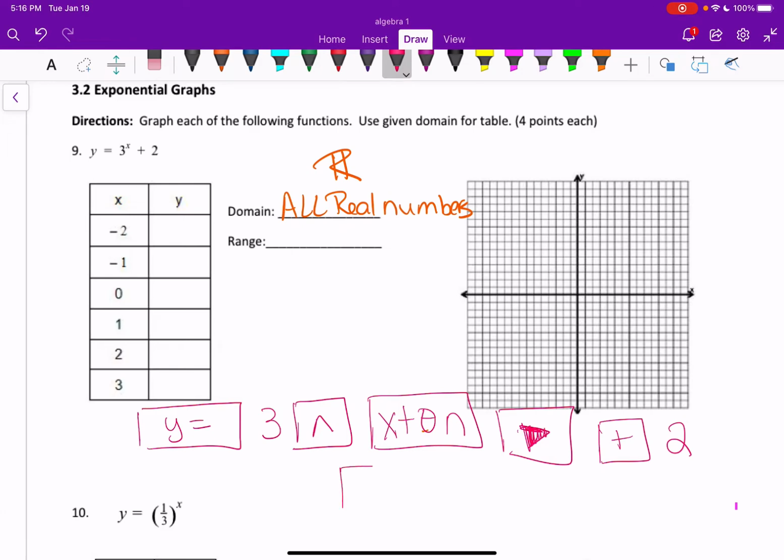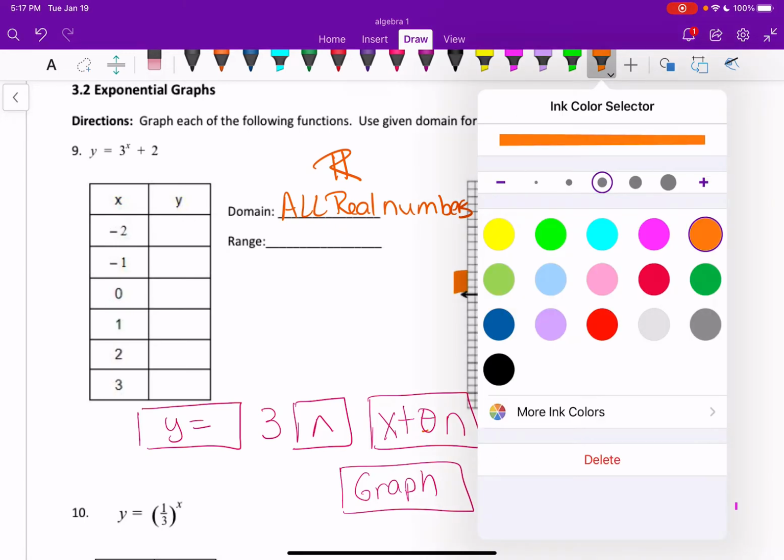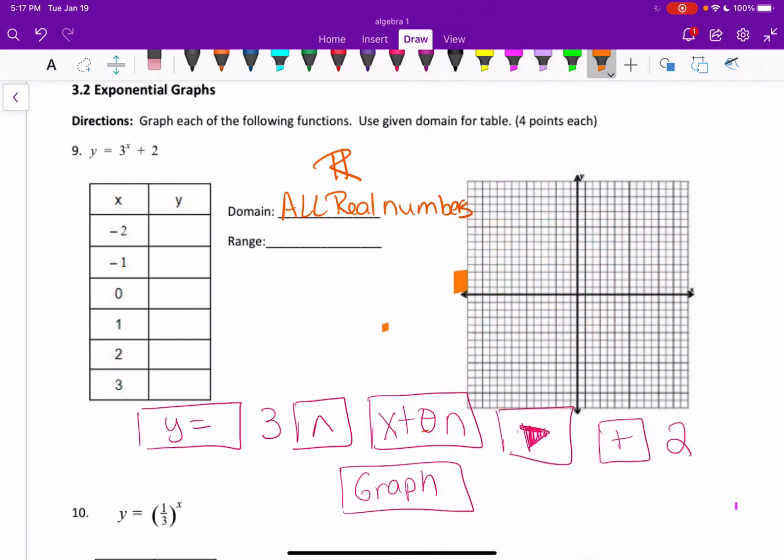Then I'm going to hit my graph button. This is going to give me a visual of where my boundary is. And if you look at this boundary, you can see the boundary is at positive 2. In other words, it's skimming along. Let me make it really thin here. It's skimming along the 2, but not crossing it.